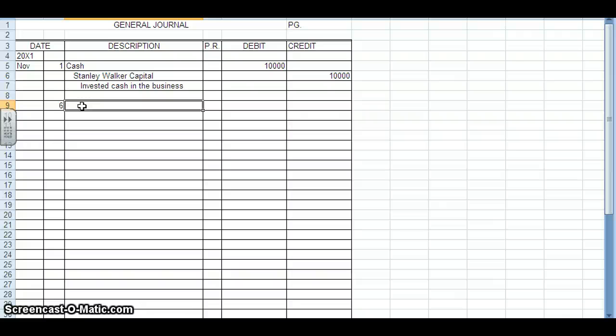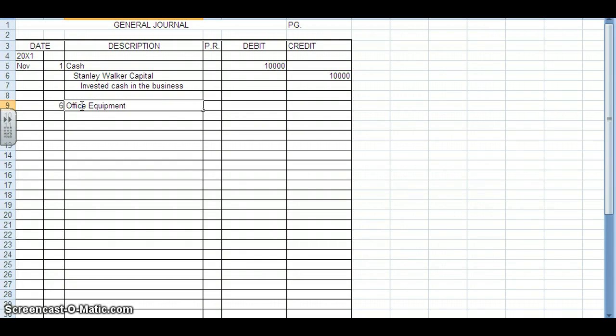If we purchased office equipment on account, office equipment and accounts payable would be affected. Office equipment is going to be increasing and our liability to accounts payable is increasing. So office equipment will be debited and accounts payable will be credited. So I'll go ahead and start recording that.